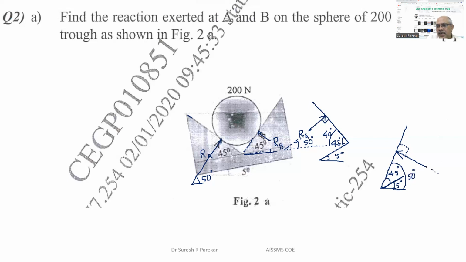Then we can extend these lines, and by extending these lines I will get this angle. This is 50, 90, so this will be 40 degrees. And we can have this angle with horizontal as 40 degrees. And now at the center, we have its weight, which is given as 200 Newton.